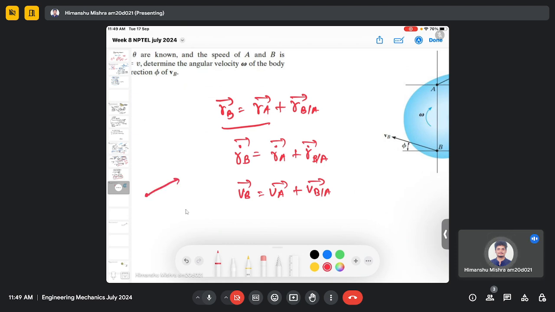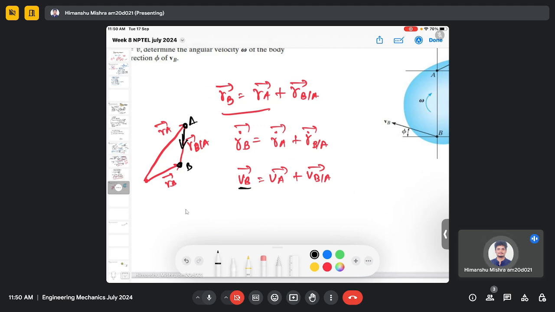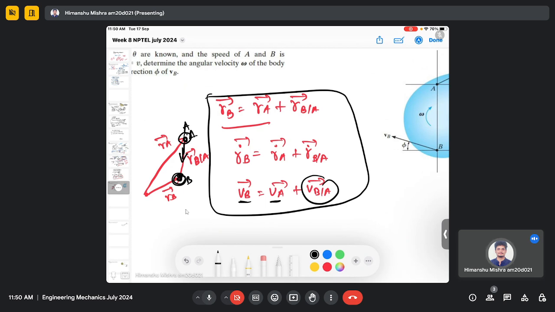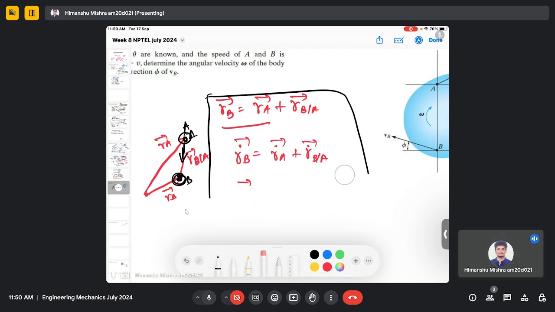So let me make a diagram. So this is my position vector at B and this is my position vector at A, and this is the position vector of B with respect to A, and there is a point here, the initial point, and this is the final point, and there is a motion of this point from A to B. And Vb is the velocity of point B, Va is the velocity of point A, and this is the relative velocity of point B when you are standing at point A. So in the upcoming problems, we will be using this expression to calculate the velocities and other quantities like accelerations.